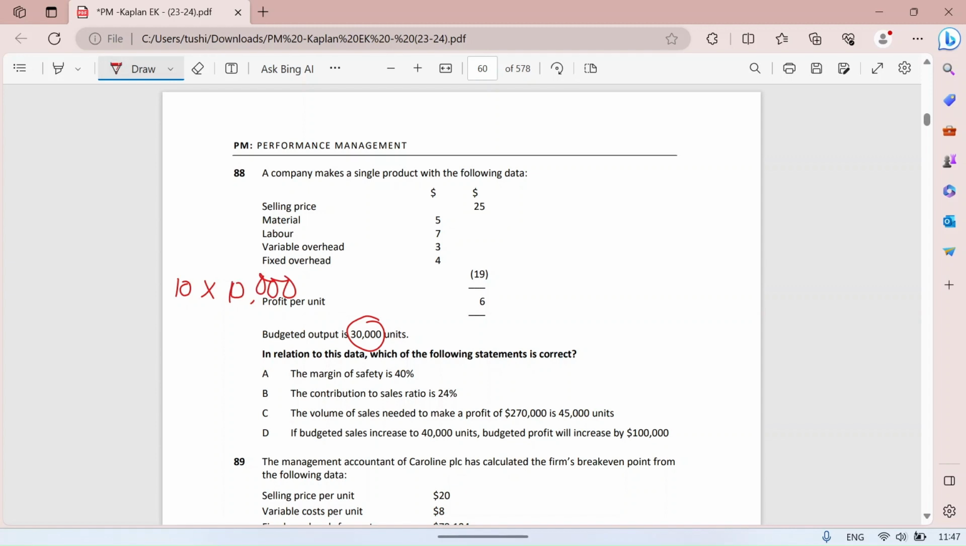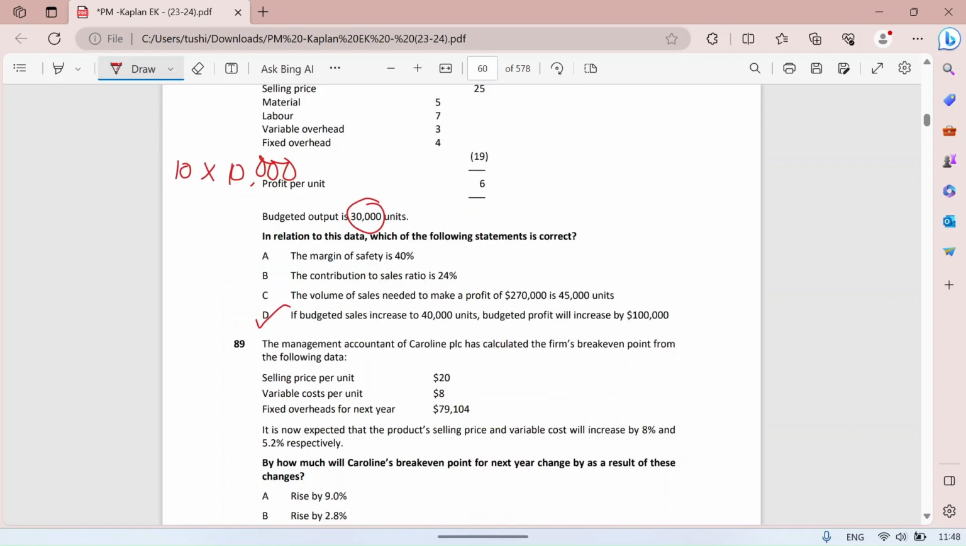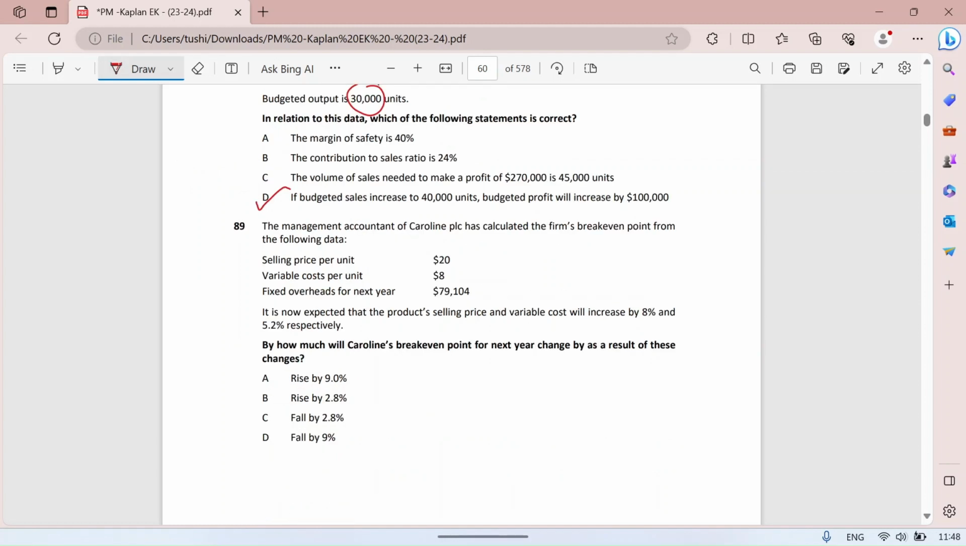Moving on to the next one, the management accountant of Caroline PLC has calculated the firm's break even point from the following data. We have the SP, variable cost, fixed overheads. It is now estimated that the product's selling price and variable cost will increase by 8% and 5.2% respectively. Now, how much will the break even change as a result of this?